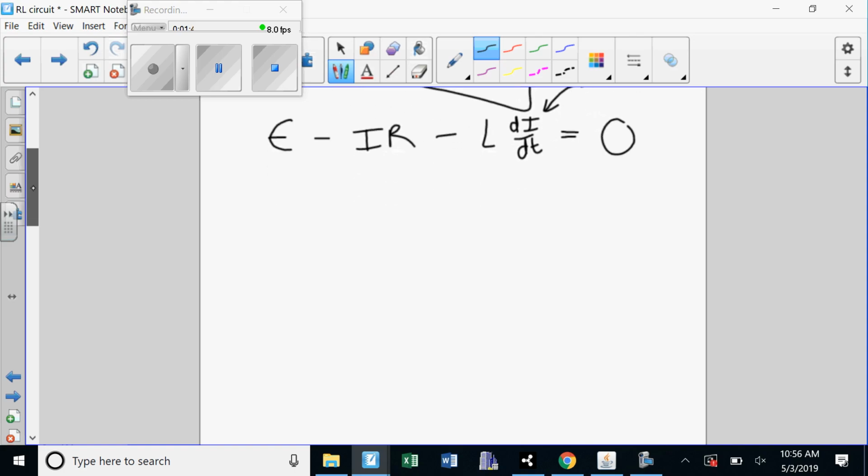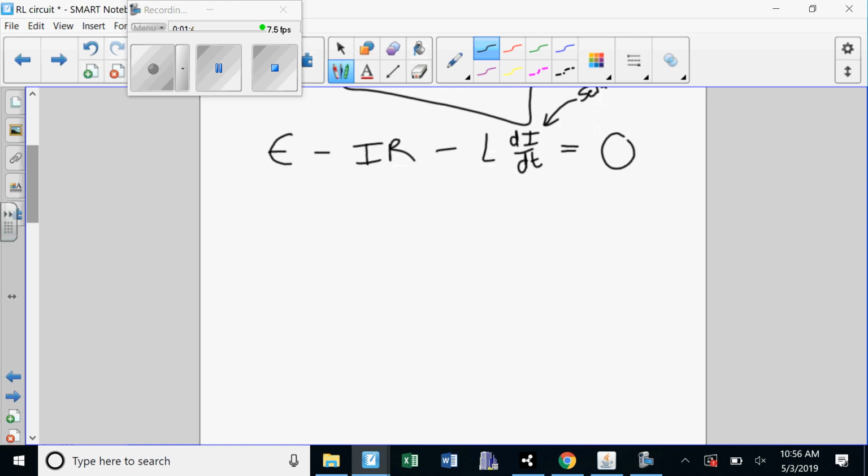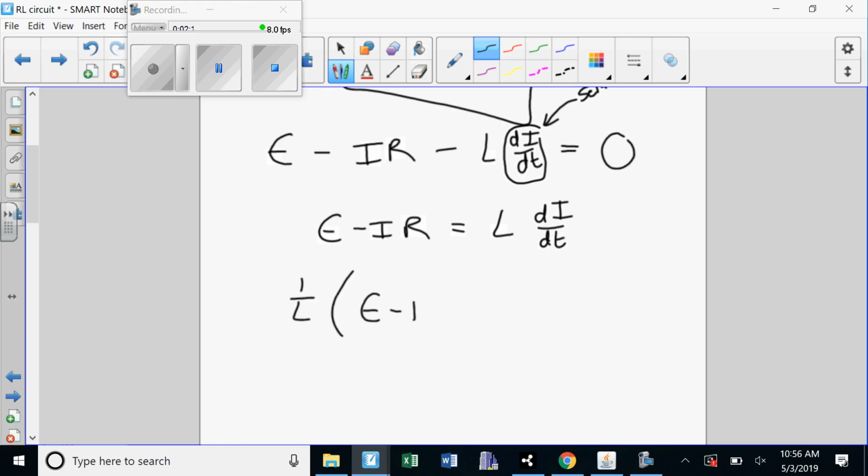So I'm going to go ahead and solve this so that I get an expression for the derivative. The derivative that I see here is a first-order derivative of current with respect to time. So I'm going to move that over to the other side of the equation. So epsilon minus IR is equal to L di/dt. I'm going to divide both sides by L, the inductance, to get the derivative by itself. So 1 over L, epsilon minus IR, is equal to di/dt.